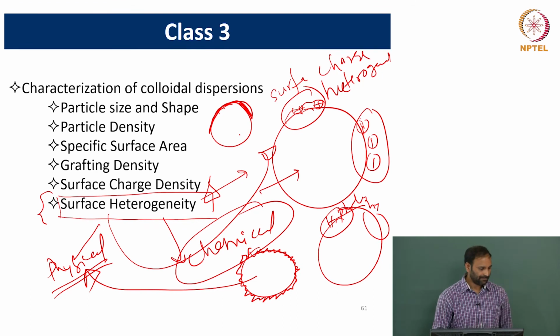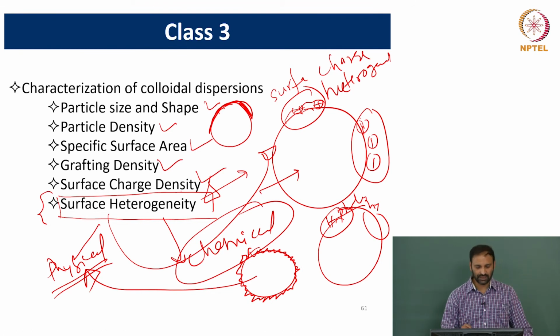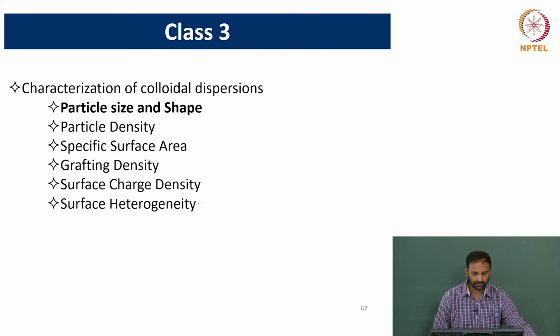So any questions so far? All these terms, are they clear? The particle size, shape, density, specific surface area, grafting density, charge density, and heterogeneity. Now, I won't spend a lot of time on this, maybe one class or 1.5 classes. First, characterizing particles for size and shape.